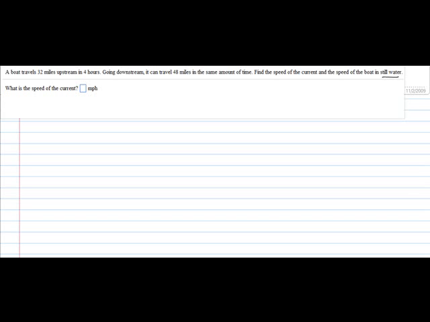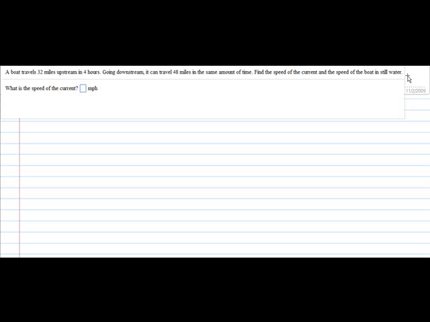We're going to solve this problem. A boat travels 32 miles upstream in 4 hours. Going downstream, it can travel 48 miles in the same amount of time. Find the speed of the current and the speed of the boat in still water.